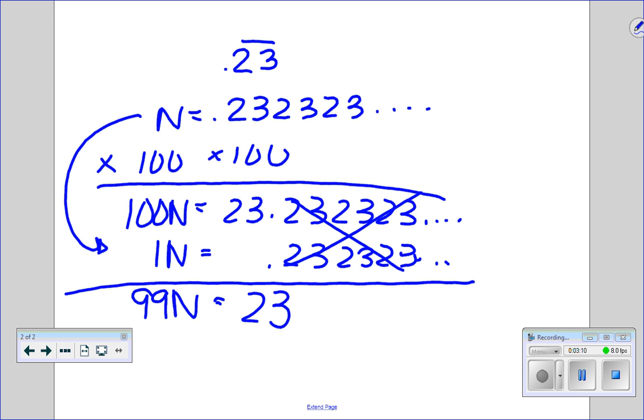Okay. Is this looking familiar now? If I have my variable, now what am I going to do next? I have to have that variable here because it's still in my problem. I've got to divide by 99. And if this isn't reducing, I can't reduce it. This is what my answer would be. So if I put that in my calculator, 23 divided by 99, it's going to be 0.23232323 in a decimal.